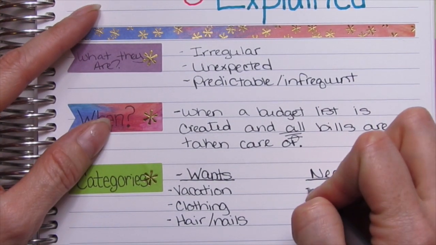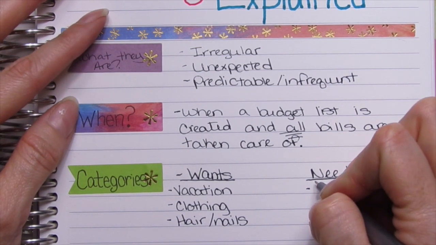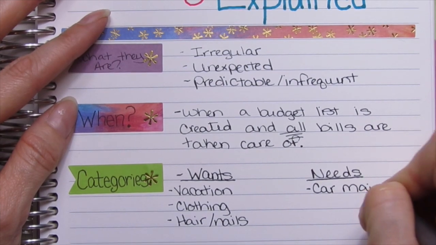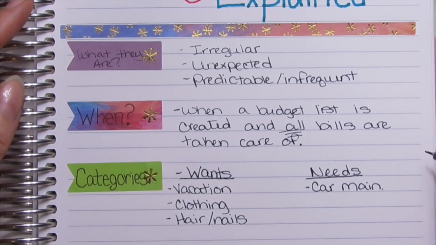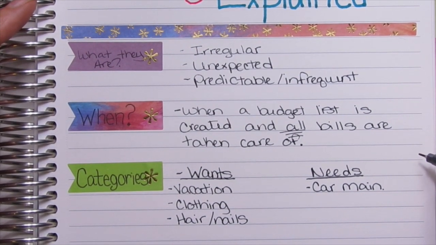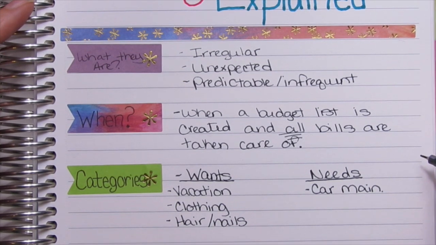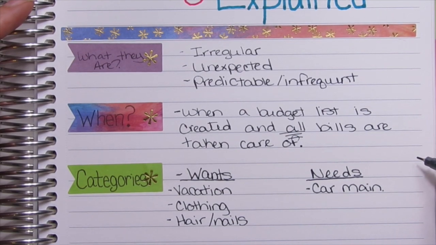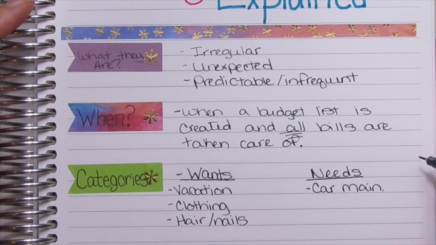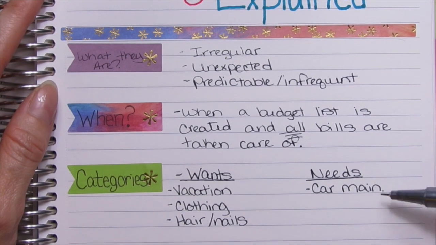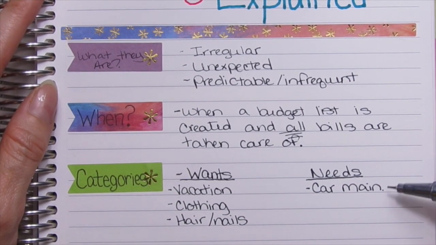And then needs, so a big one would be car maintenance. So if you have a vehicle, no matter what kind of vehicle it is, you know that it is going to require some type of maintenance at some point in the near future, whether it be new tires, oil changes, you know, those are just maintenance repairs. But then if you are driving down the road and, like I said, your alternator goes out or your battery goes out or something like that that's unexpected, you want to be able to have money set aside for that.